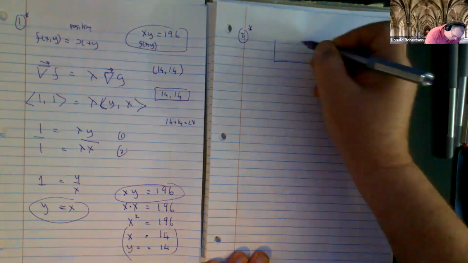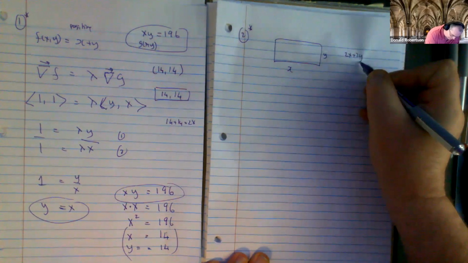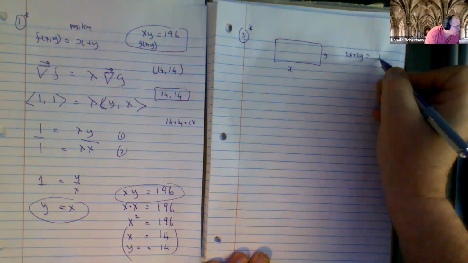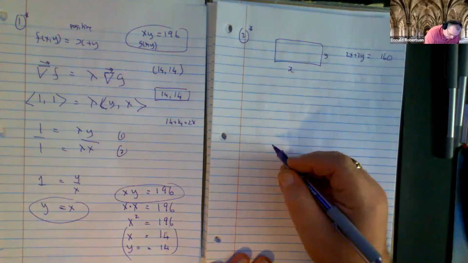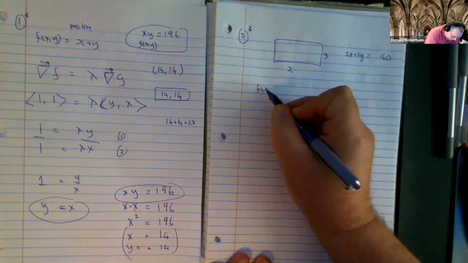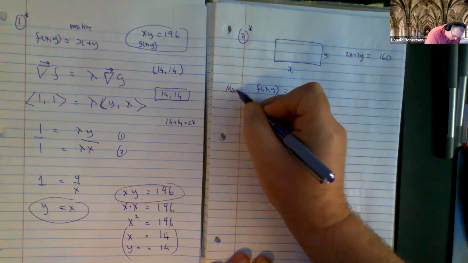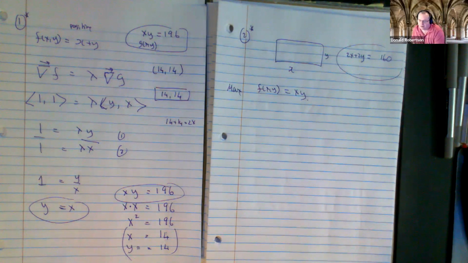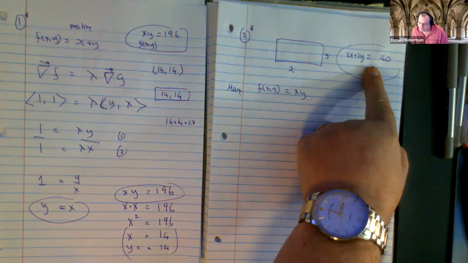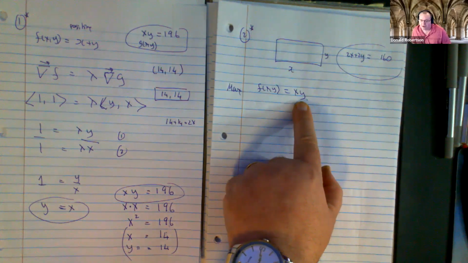So if you make this x and you make this y, the constraint function is 2x plus 2y equals 160. And we want to make it the largest area. So the function for the area is xy. So we're trying to maximize this guy subject to that constraint. Do you see how I took the written information and created the constraint function? The perimeter has to be 160. And the function we're trying to maximize is xy.